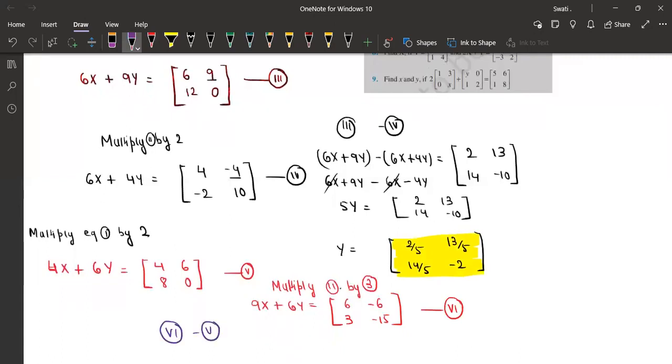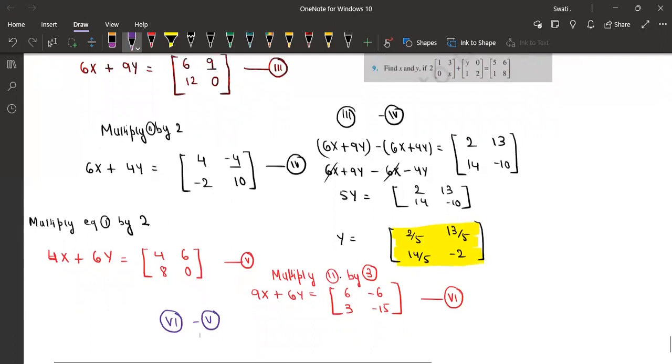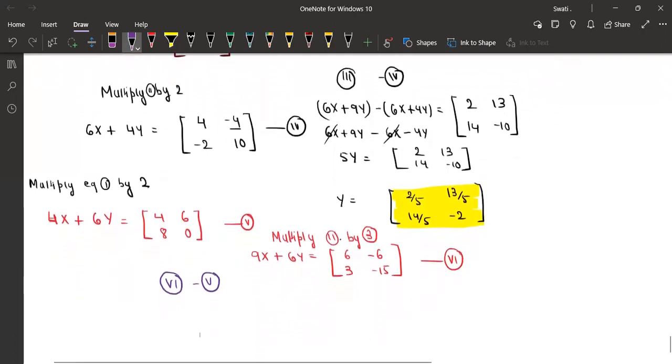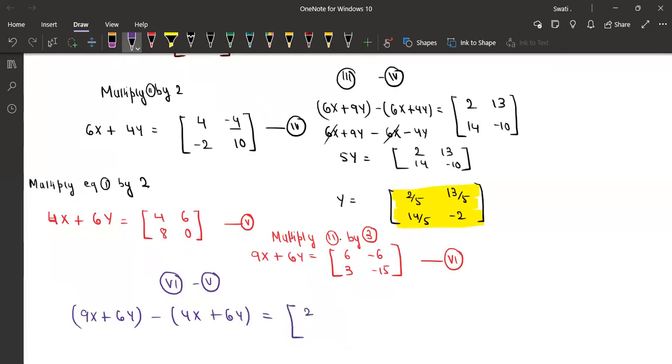Because I can see that, it's better if I do 9x minus 4x instead of 4x minus 9x, right? Otherwise I need to change it at the end. So why not do it in the starting itself? So let's write down 9x plus 6y minus 4x plus 6y. And if you subtract this side, so this is 6 minus 4, 2, minus 6 minus 6, that is minus 12, 3 minus 8, that is minus 5, and minus 15 minus 0, that is minus 15.